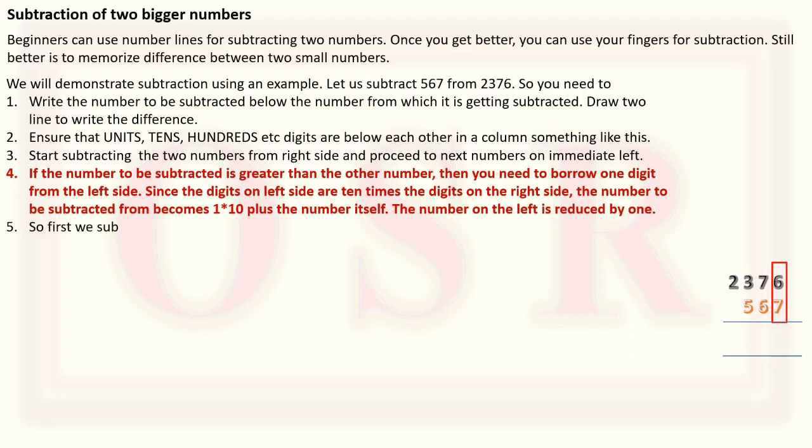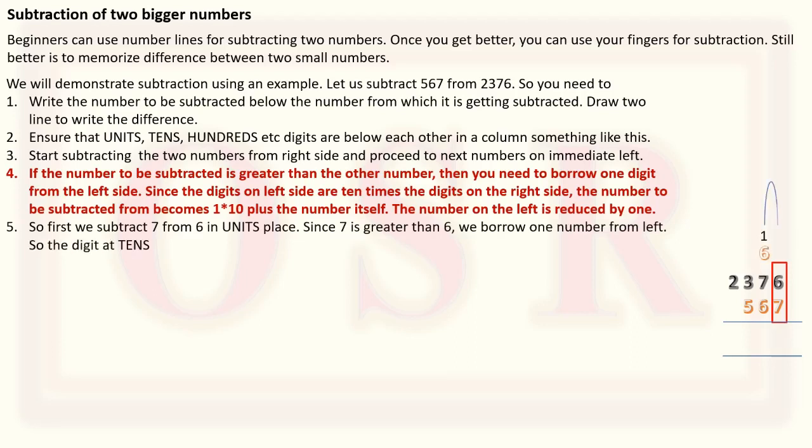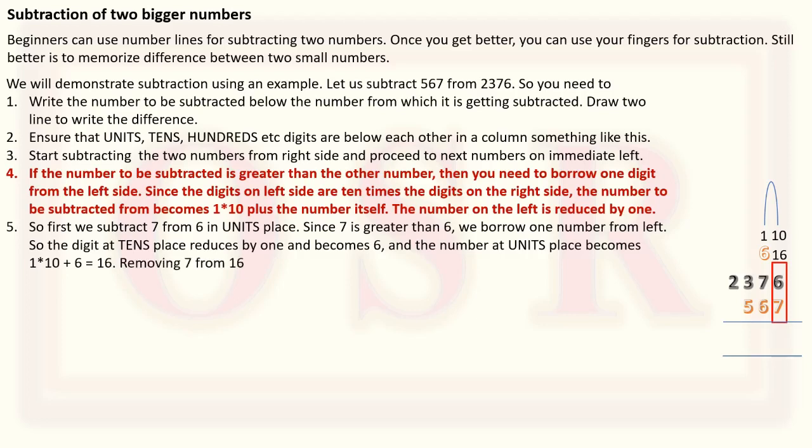So first we subtract 7 from 6 in units place. Since 7 is greater than 6, we borrow one number from the left. So the digit at tens place reduces by 1 and becomes 6, and the number at units place becomes 1 into 10 plus 6, which is equal to 16. Removing 7 from 16 gives us 9. So write down 9 at units place.